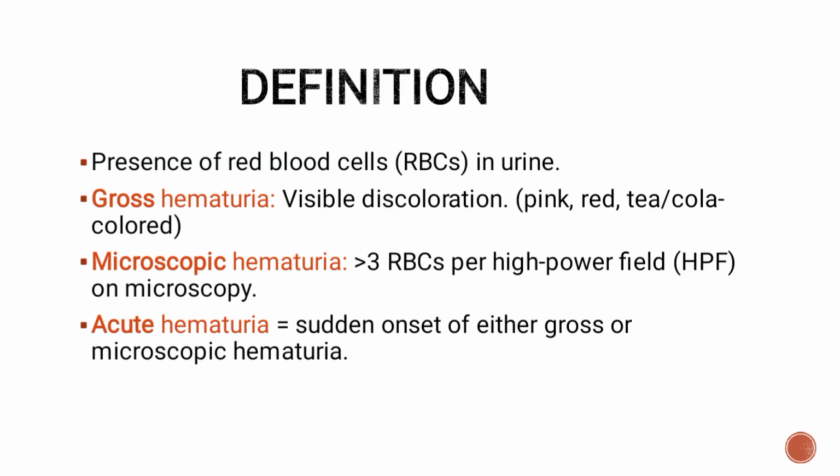Acute hematuria refers to the sudden appearance of red blood cells in urine. It is a clinical sign, not a disease, and can result from disorders anywhere along the urinary tract, that is, from the kidneys to the urethra. The key to management is rapid differentiation between benign and serious causes, including malignancy, infection, and trauma. And we classify hematuria as gross hematuria, which is visible to the naked eye, microscopic hematuria, which is visible under the microscope, and acute hematuria depending upon the onset. Sudden onset is acute hematuria.